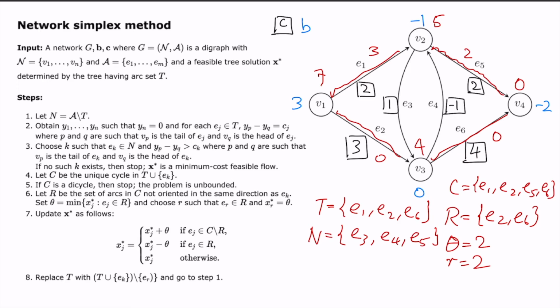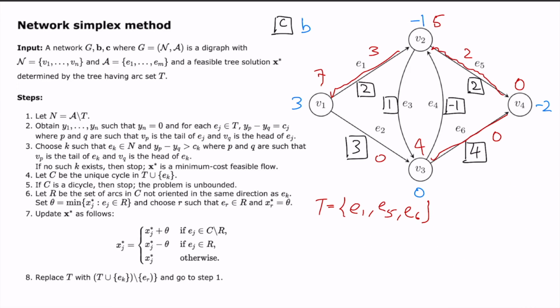And we replace our tree by including the arc E_k, in this case E5, and removing the arc E_r, in this case E2. So this is our new T, and it determines a feasible tree solution given by the values in red on the arcs. So we can start a new iteration.